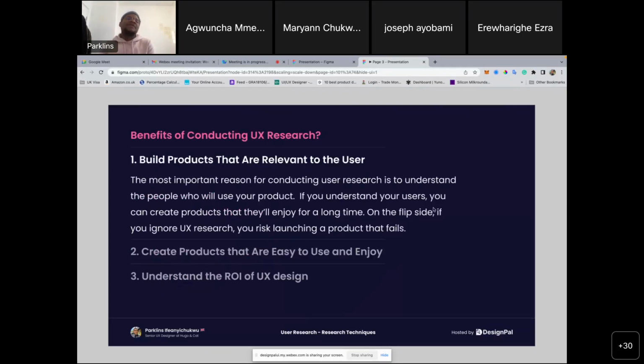So what are the benefits of conducting UX research? There are three primary benefits. There are a lot more of these benefits, but I try to summarize to just three. But one is that user research helps us build products that are relevant to the users. And this is a no-brainer. The way we can build things that are relevant to the user is to understand what exactly it is that is relevant to these people, right?